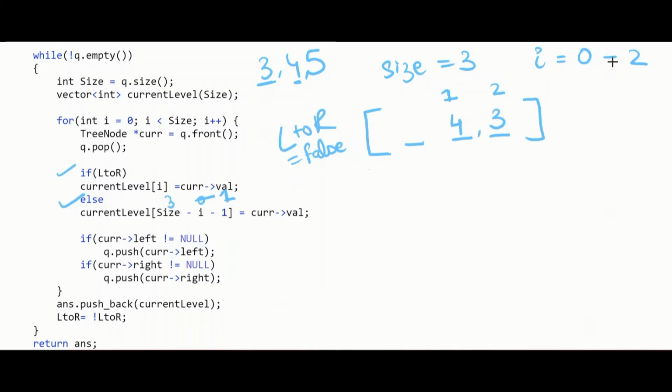Now again, when I becomes 2, we will go to 3 minus 2 minus 1, that is the 0th position, and we will add the current value 5. So we get 5, 4, 3 in right to left manner.